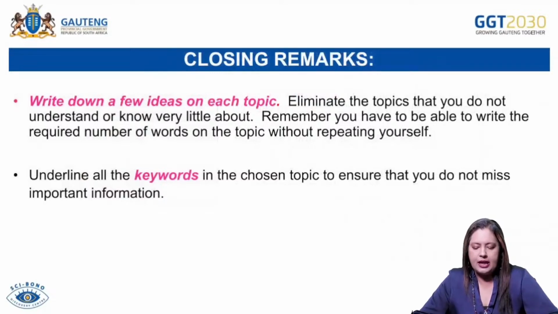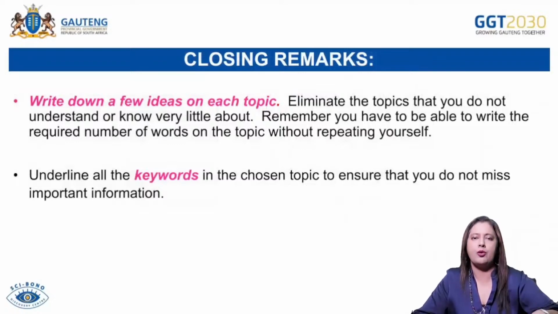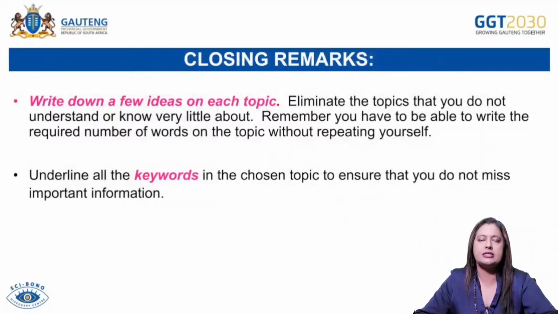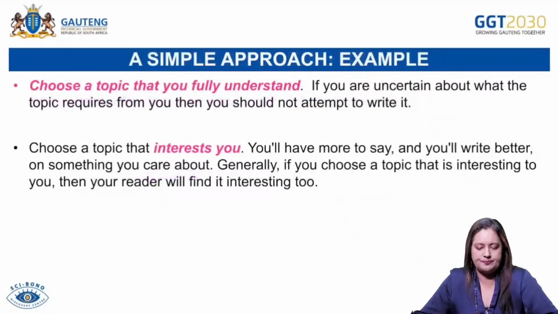Right, so write down a few ideas on each topic, eliminate the topic that doesn't make sense, okay? What we're saying here is at the beginning, your 6 topics or 7 topics, you can choose 2 of them and narrow it down to 1 perhaps. Remember, you have to be able to write a lot of content on that, okay? Do not repeat those things. Underline all the keywords in the chosen topic to ensure that you do not miss important information.